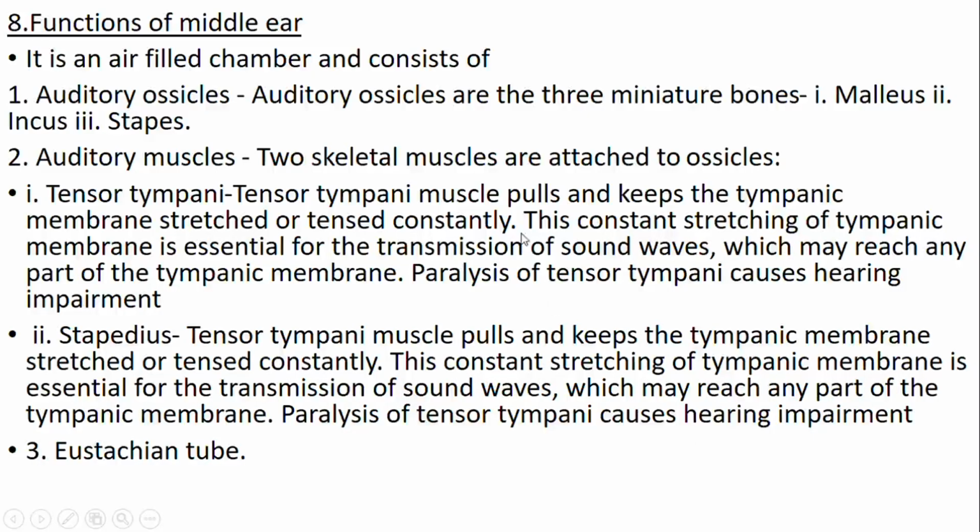The eighth question is functions of middle ear. Middle ear is an air-filled chamber which consists of auditory ossicles, auditory muscles, and eustachian tube. Auditory ossicles are three miniature bones like incus, stapes, and malleus. Auditory muscles are the two skeletal muscles attached to the ossicles.